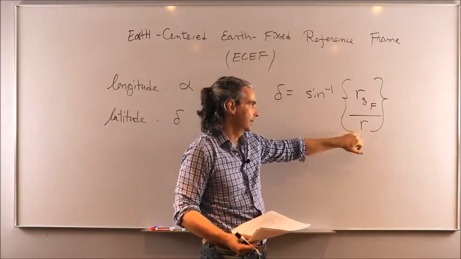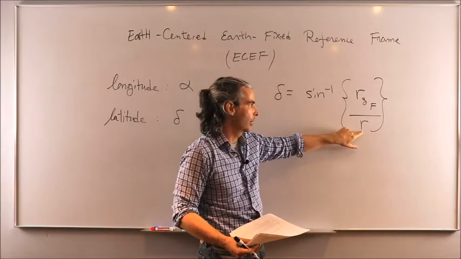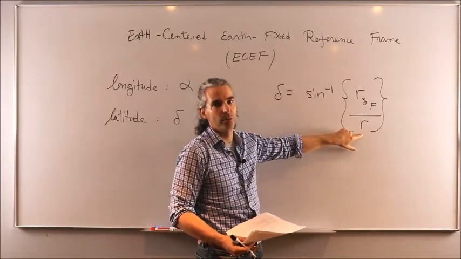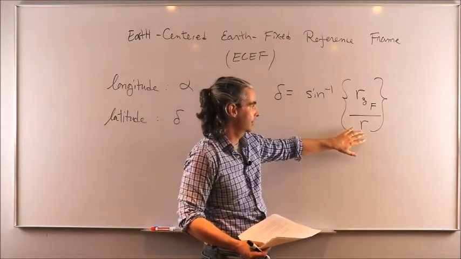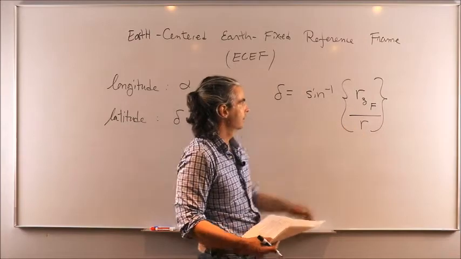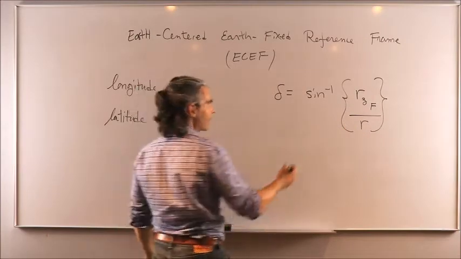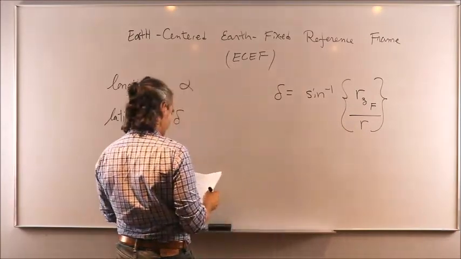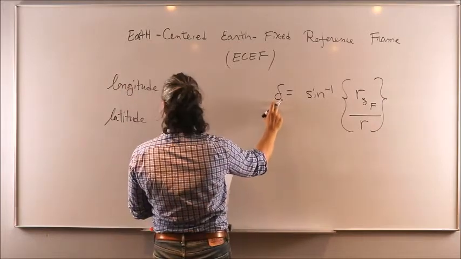So this is the x component squared plus y component squared plus the z component squared, square root of all that. It's going to give you the norm here, or the distance between M1 and M2. Take the arc sine of that. That gives you the latitude.